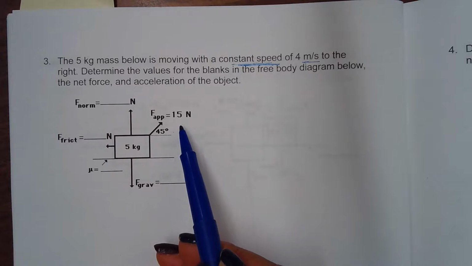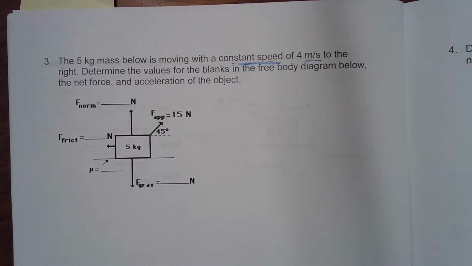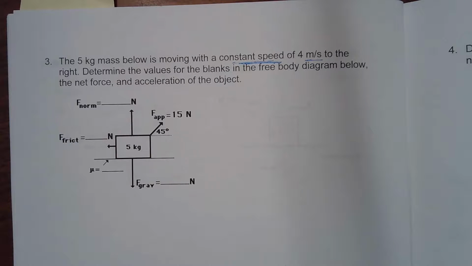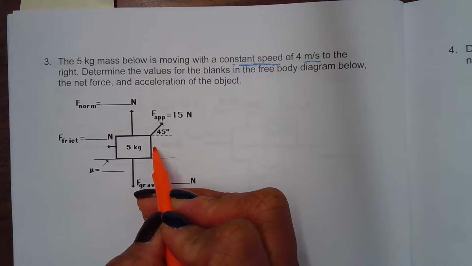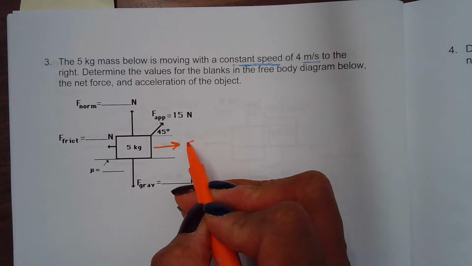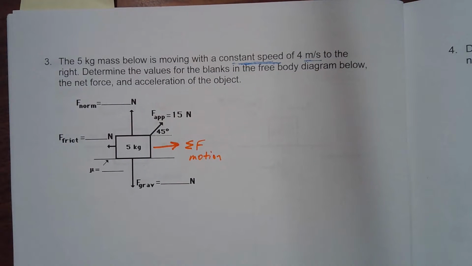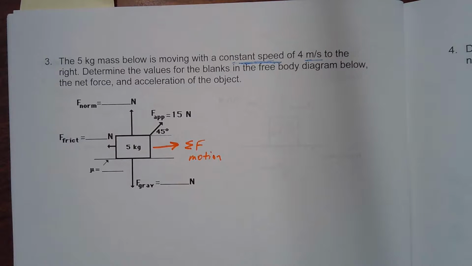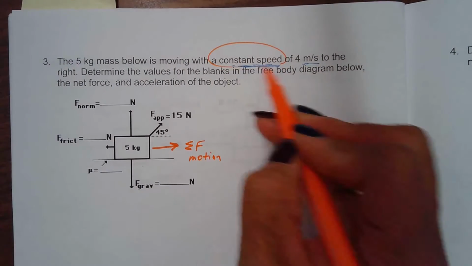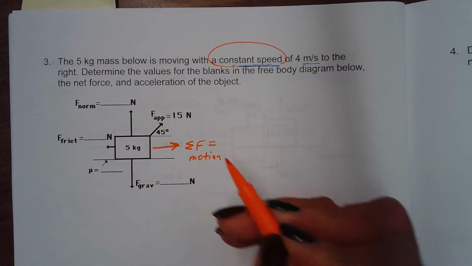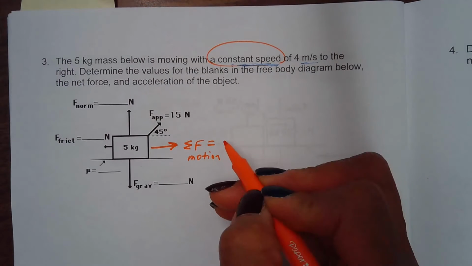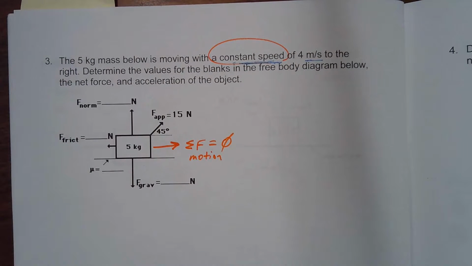Okay, so you're looking for all these blanks in the FBD. All right, so is that labeled constant speed to the right? Okay, so this is going this way. So I'm gonna add something here. This is how it's moving. So it doesn't show you on the FBD here, but I like to label the net force in the direction of the motion or the potential motion. Now, if it tells you this is constant speed, what is that net force gonna be equal to? It's gonna be 0, remember? Yeah, no acceleration means no net force, F equals ma.